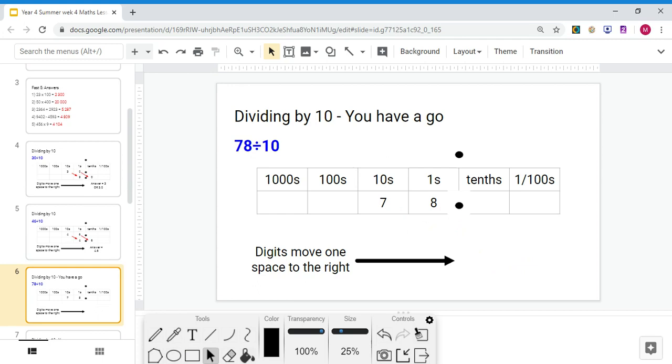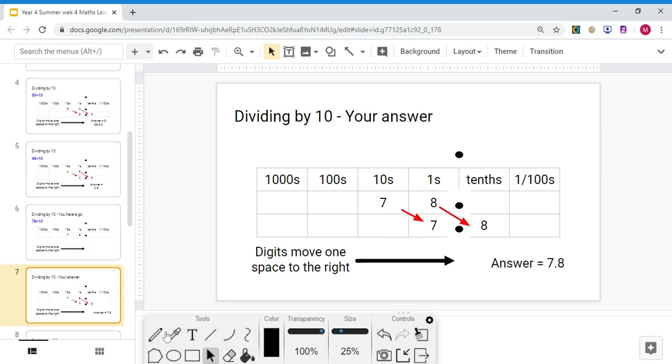Over here we have 78 divided by 10. Why don't you have a go? Pause the video now. Well done. Again, you can see the 7 was in the tens column, the 8 was in the ones column, and so they moved across one space to the right. Therefore the answer is 7.8.